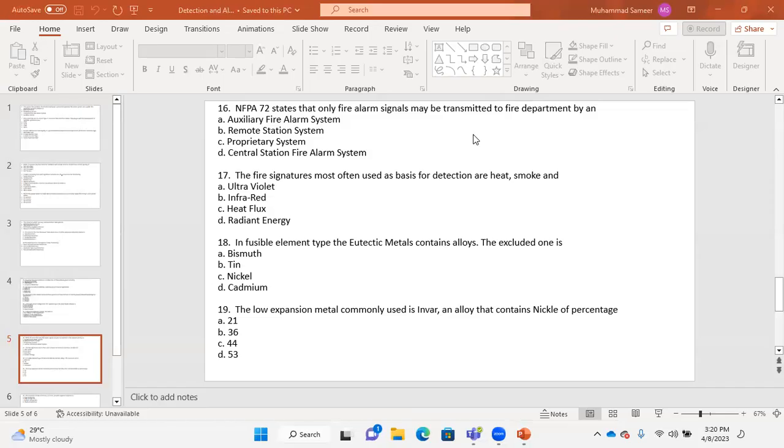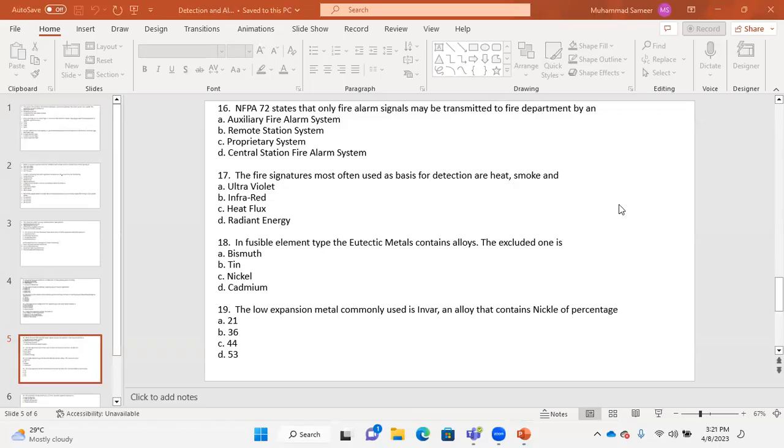What are the eutectic metals? Eutectic metals are combinations of metals that provide the lowest melting point. Four metals: bismuth, tin, lead, and cadmium. So the excluded one here is nickel. Nickel is not a eutectic metal alloy. So yes, the right answer is C.